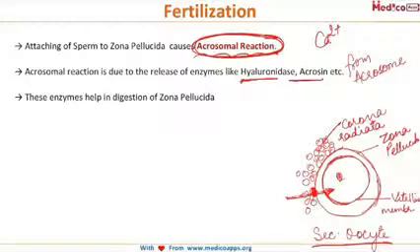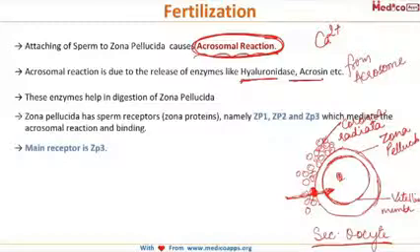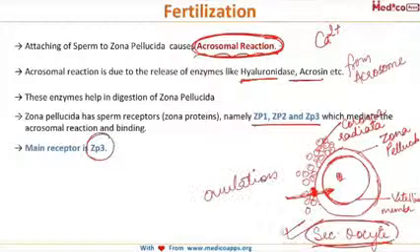Now, this binding of the sperms to the zona pellucida and the acrosomal reaction is all mediated by the sperm receptors present on the zona pellucida, which are also called zona proteins, named ZP1, ZP2 and ZP3. And among these, ZP3 is the main receptor mediating the acrosomal reaction. Now, I am always talking of the secondary oocyte here because remember, this is the stage in which the ovulation occurs.